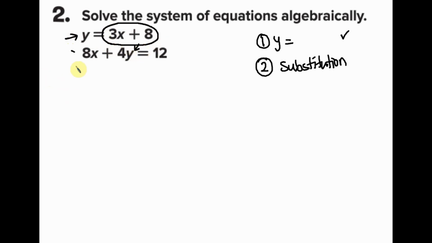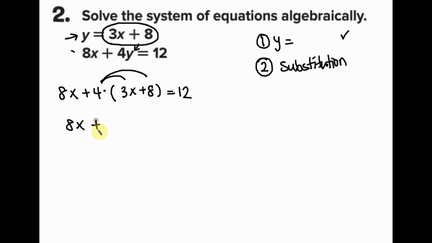If I rewrite this, the 8x plus 4 and the y are in multiplication. I'm going to multiply by the whole thing, 3x plus 8 from my first equation, and that has to equal 12. I'm going to simplify this by distributing. 8x, just bring it down, plus 4 times 3x, 12x, plus 4 times 8 is 32, that's equal to 12.